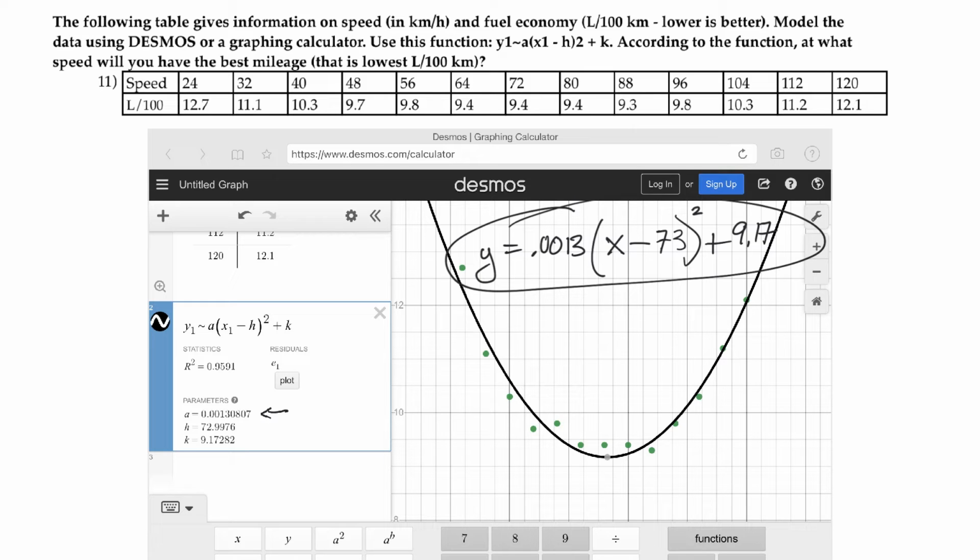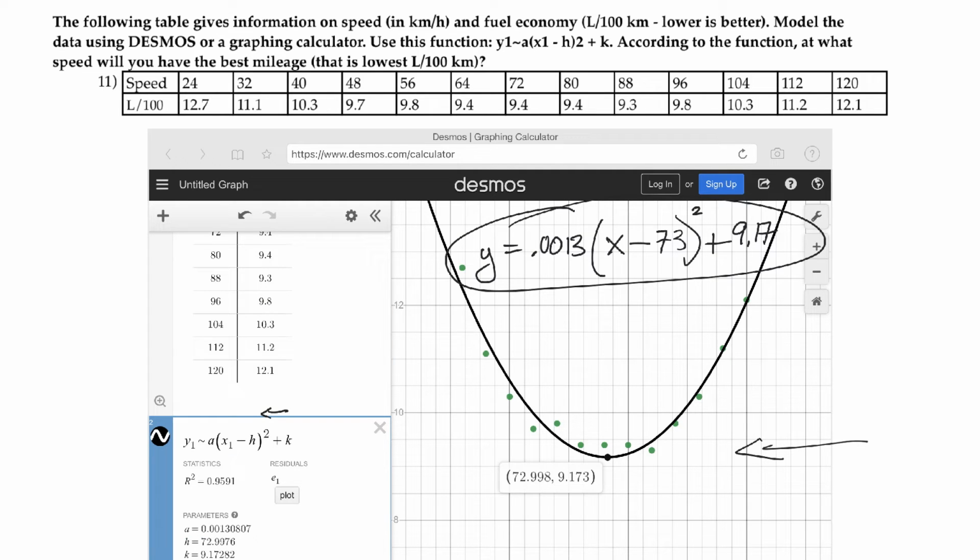And then they said, according to the function, at what speed will you have the best gas mileage? So the best gas mileage is going to be the point at the very bottom there, the vertex. So I'll tap on that vertex. So at a speed of 73 kilometers an hour, my gas mileage is 9.173 liters for 100 kilometers. So that's, if I go 73 kilometers an hour, according to this data, I'm going to get the best gas mileage. Now, other questions I could have asked would be something like, well, what is your gas mileage if you go 130? Let's try that.